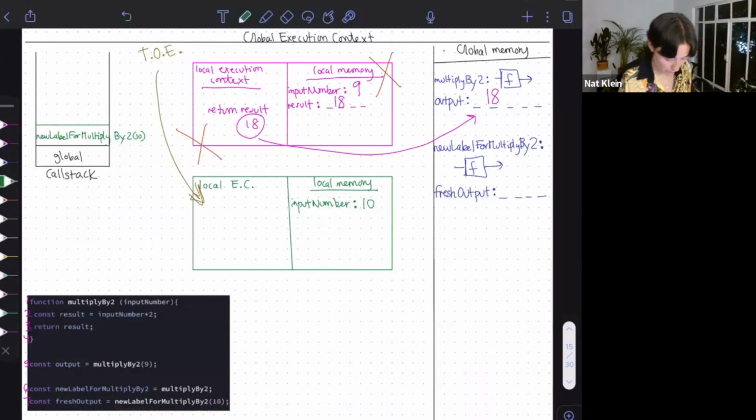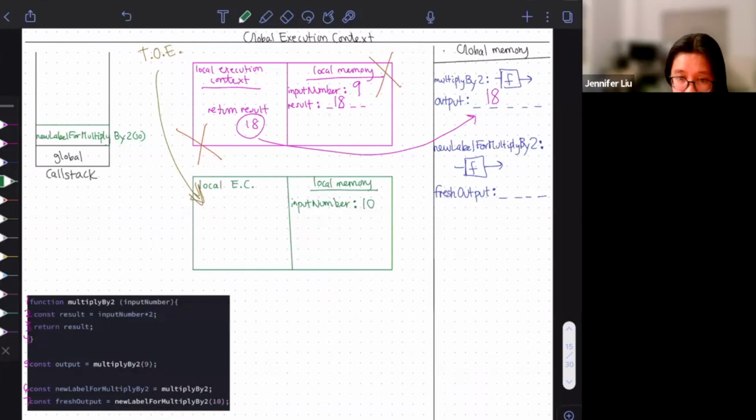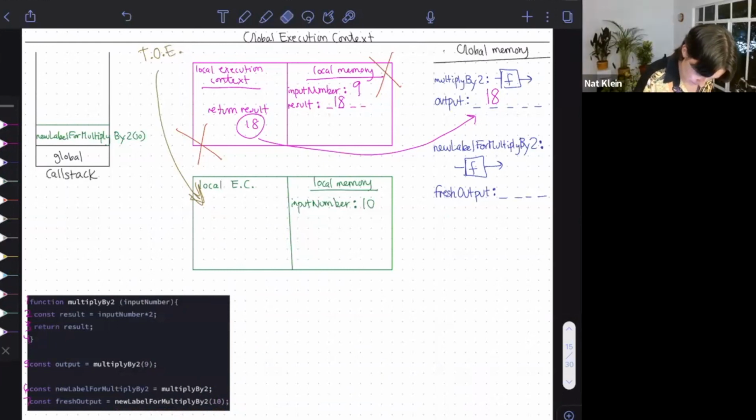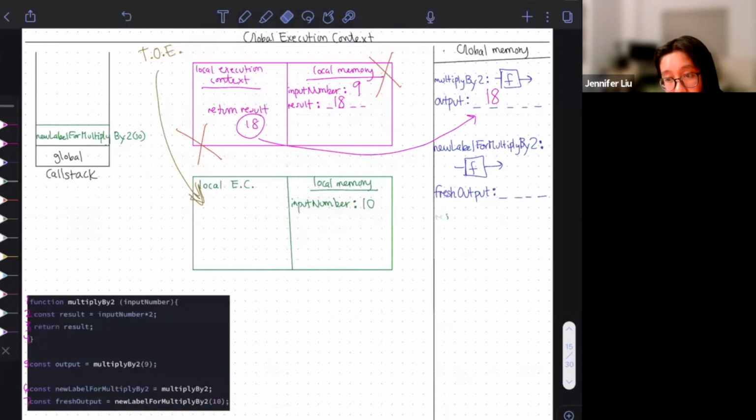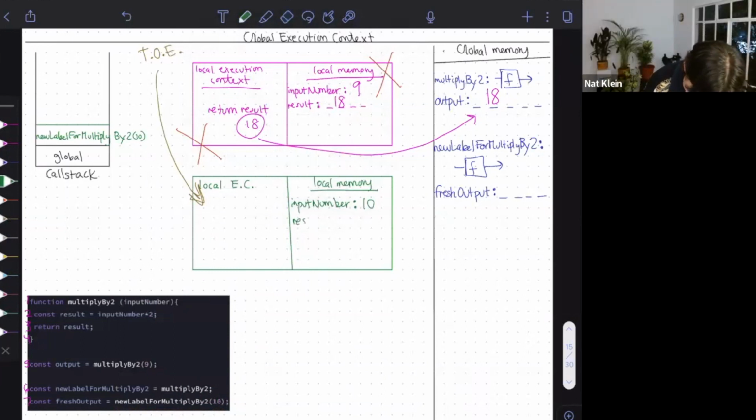So we have processed our parameters, we've paired them with our arguments. What is the next thing that we're doing in this function? We're gonna declare a constant result, and that'll be the result of input number times 2. So 10 times 2 is 20. Yep, exactly. We have our result here in local memory. And we know that we were doing input number multiplied by 2, which I'm not going to draw out here, but this would be 10 times 2, which equals 20.